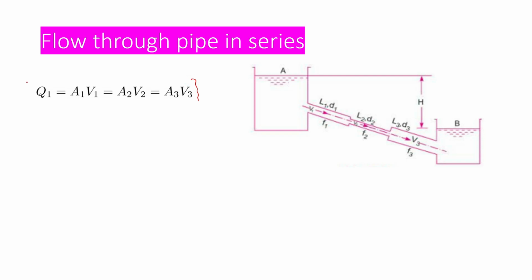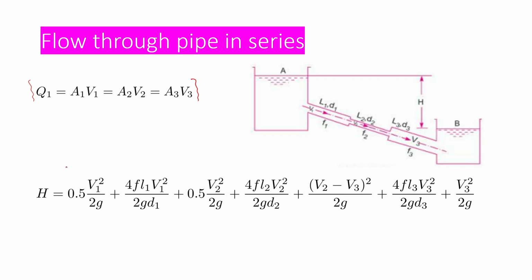So if you write the discharge Q is equal to A1 V1 is equal to A2 V2 is equal to A3 V3, this is the one-dimensional continuity equation. Density remains constant, so the discharge through these pipes will be a constant. Now, how to write the H? This is the head difference.